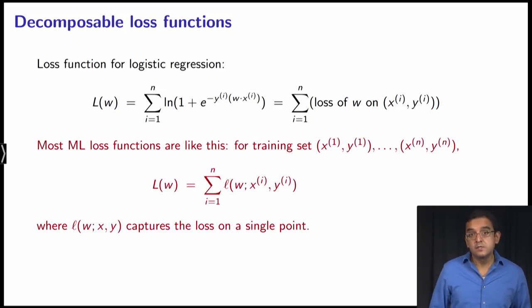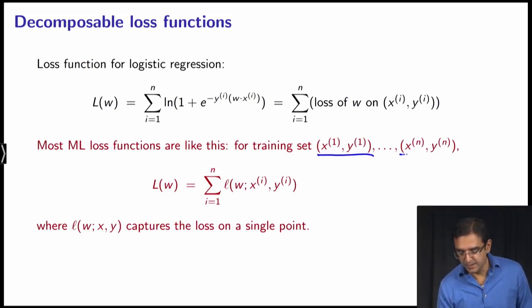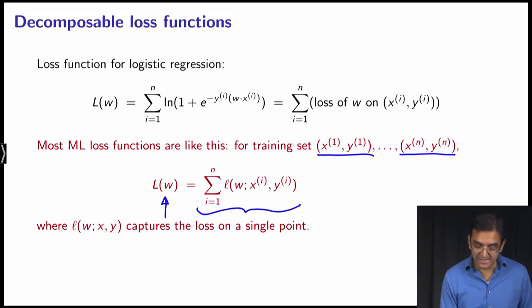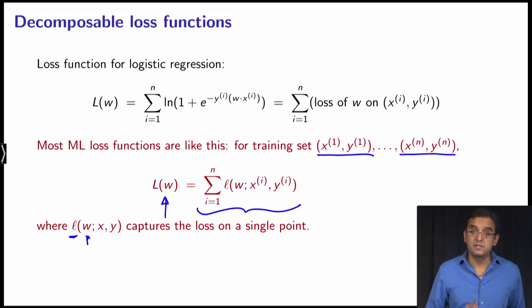Okay? So if we have a training set, x1, y1 through xn, yn, then the loss associated with a particular model w, with a particular parameter vector w, can typically be expressed in this form. Here, little l is a function that captures the loss on a single data point. So l of w, x, y captures the loss of the model w on the single data point x, y, and the overall loss of w on the entire training set is then just the sum of these pointwise losses.